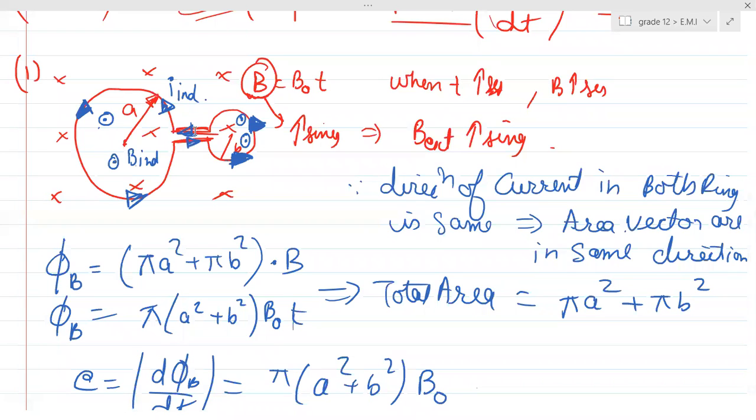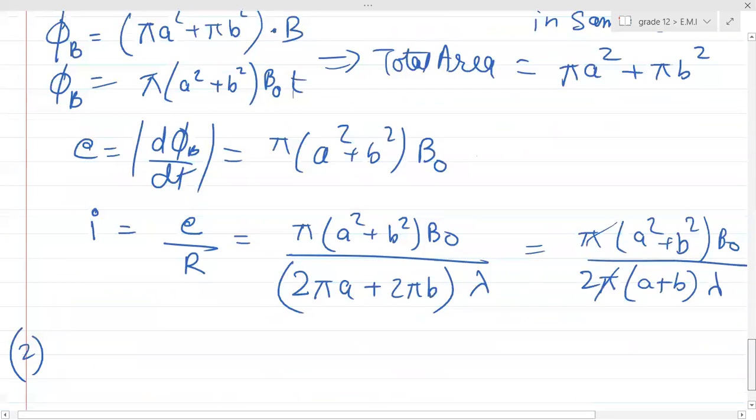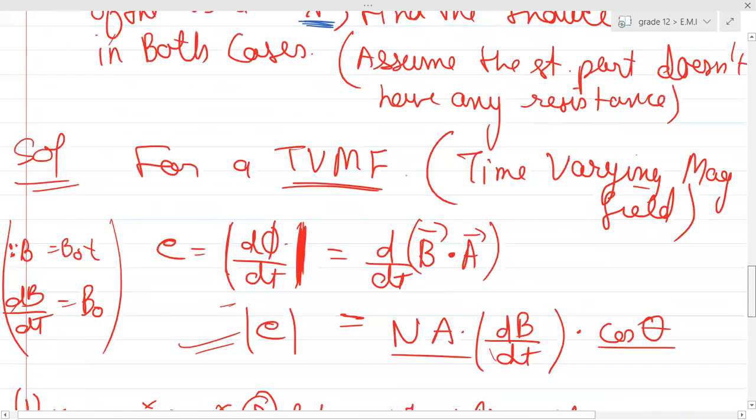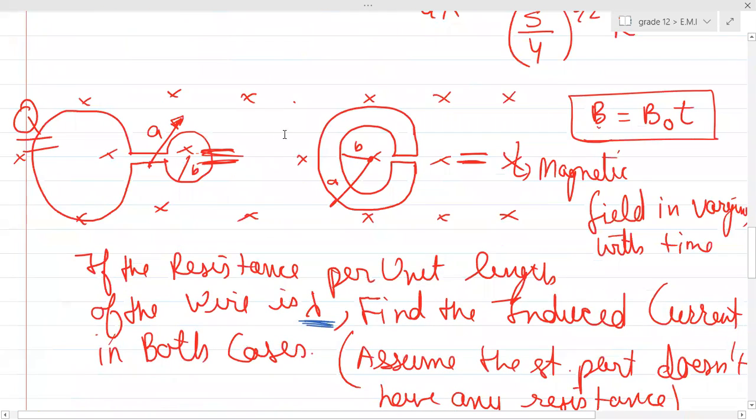But the formula is E by R, right? So how do we connect? We wanted to find out the resistance. They have given resistance per unit length. So I multiplied the length with the resistance per unit length to get the resistance. Okay, sir. So the next, same thing. Same part, how will you do the next part?